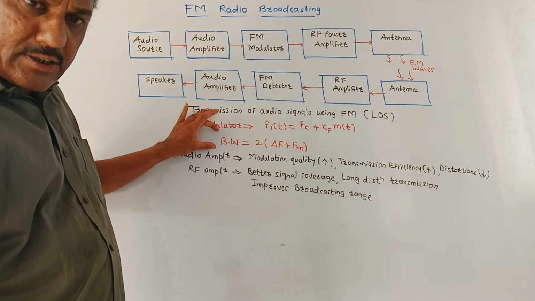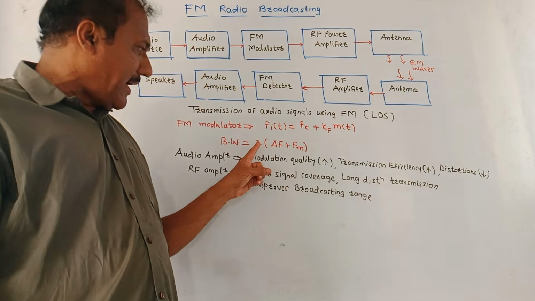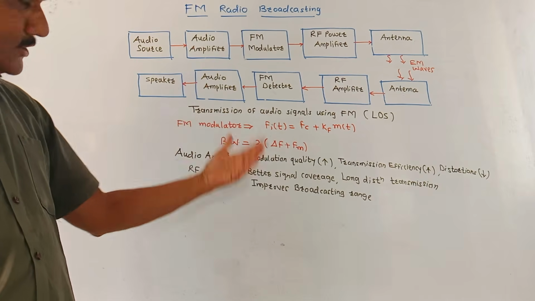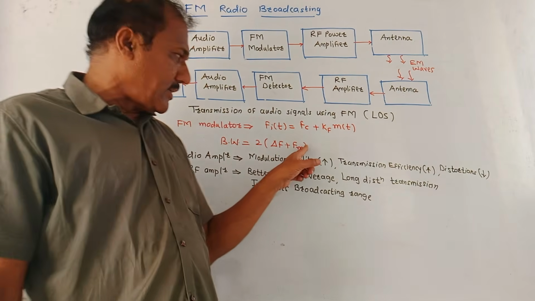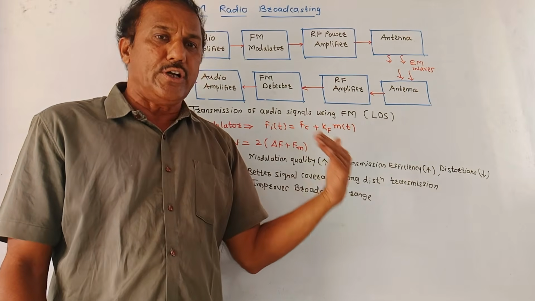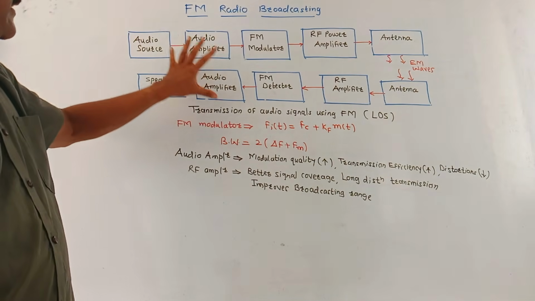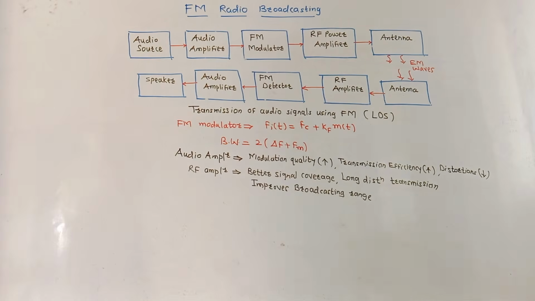Now the bandwidth of this system is given according to Carson's formula. So bandwidth is 2(Δf + fm). Δf is the frequency deviation, plus fm, where fm is the modulating frequency. So this is the generalized working of the FM radio broadcasting system.